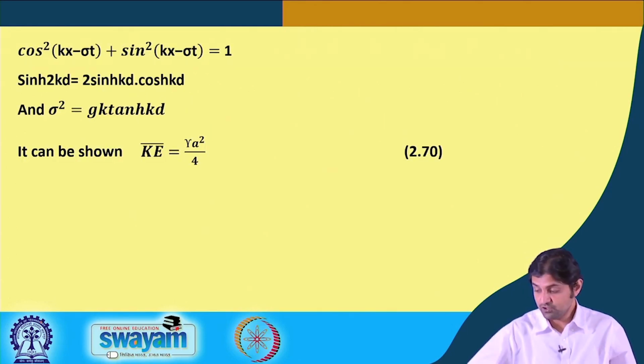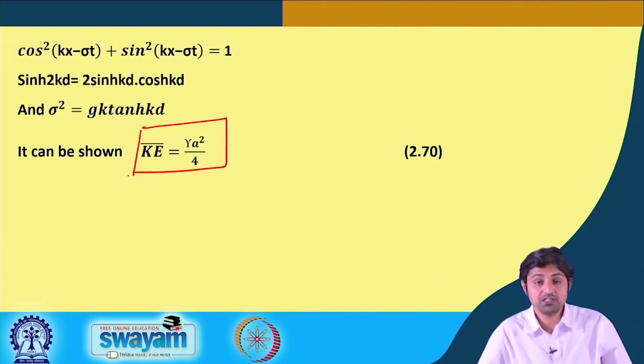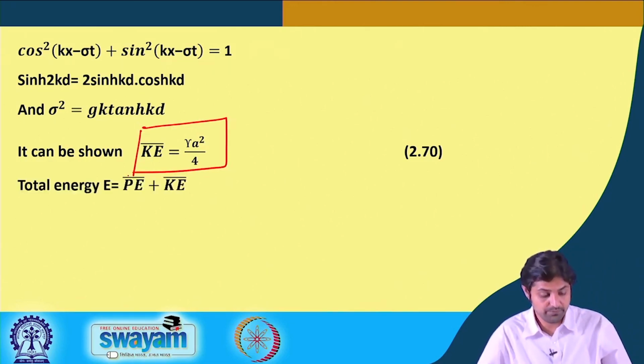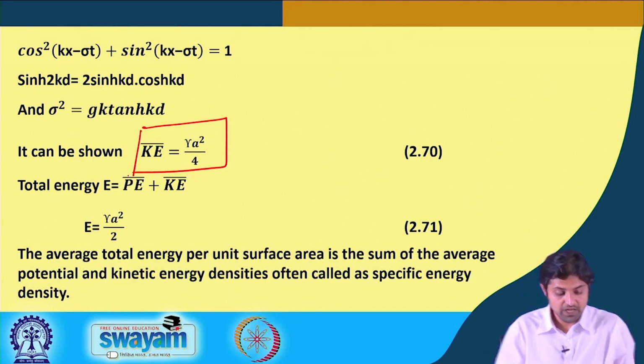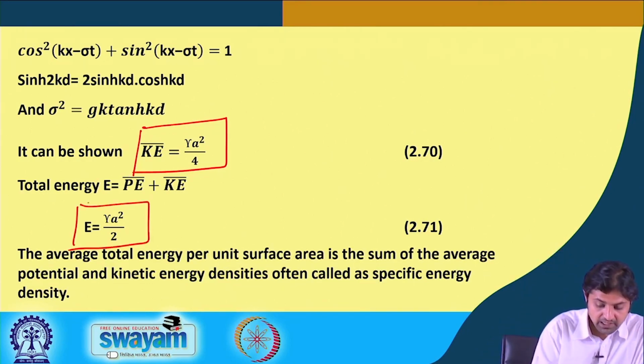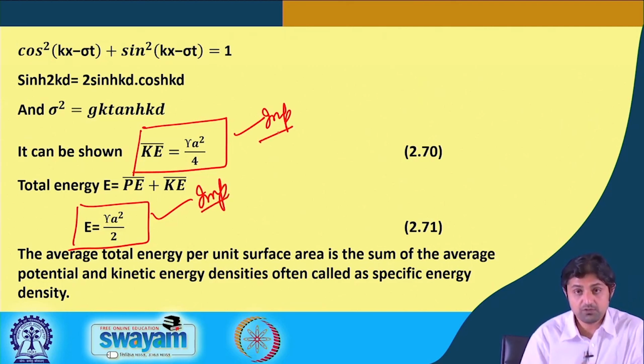So, we can show that kinetic energy is gamma a square by 4. Potential energy was also gamma a square by 4. Therefore, the total energy due to the waves alone is potential energy plus kinetic energy. The total energy is gamma a square by 2. This is an important result again. These equations you must remember: gamma a square by 4, gamma a square by 4, and total energy is gamma a square by 2.